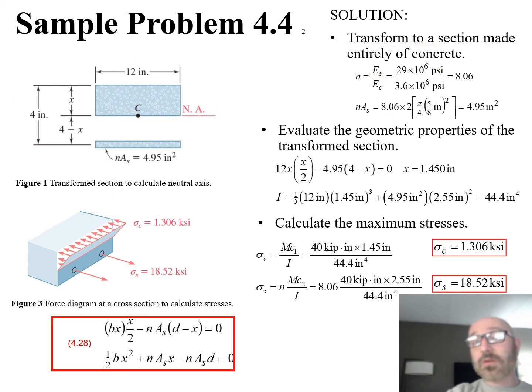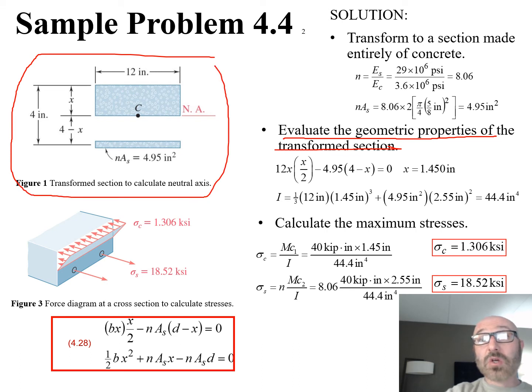So as we continue on with our solution, what we want to do next is to evaluate the geometric properties of this transformed section that we've created right up here in figure 1. From this, we can go back to our textbook and reference equation 4.28. In particular, we'll take a look at the top section of this. We have b x times x over 2 minus nA_s times d minus x, where we can see our b value right here relates to our b value right there, times x over 2 minus our nA_s. Our nA_s we've just solved for above here.